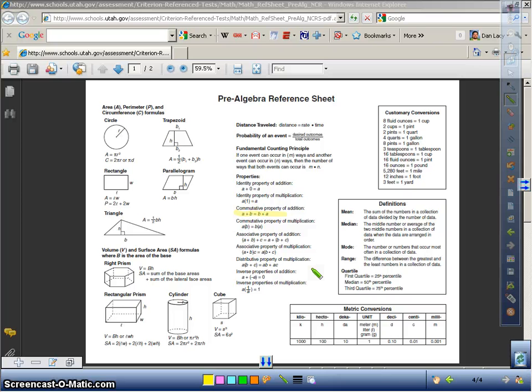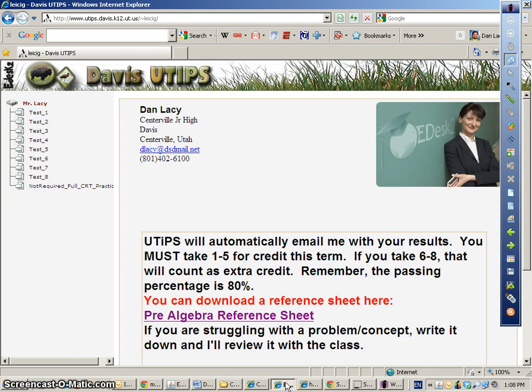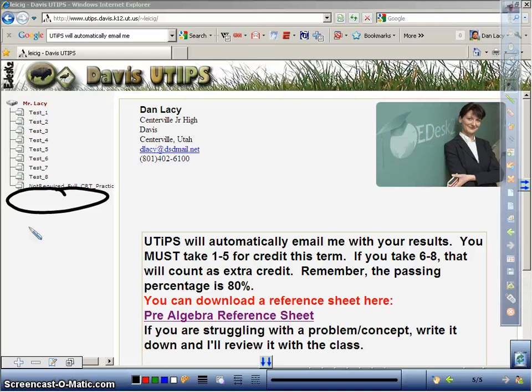I will post on the UTIPS website right down here a spot that has just properties questions, and you could take and practice some of those. Once again, that would just be practice for you, not for credit. But obviously, if you gain credit there, then you'll probably gain credit on your quiz.